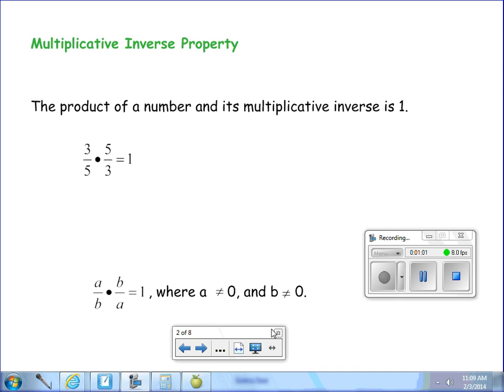It's the product of a number and its multiplicative inverse is 1. So if you have 3/5, you multiply it times its inverse, which would be 5/3, that equals 1. A over B times B over A is equal to 1, where A cannot equal 0 and B cannot equal 0.